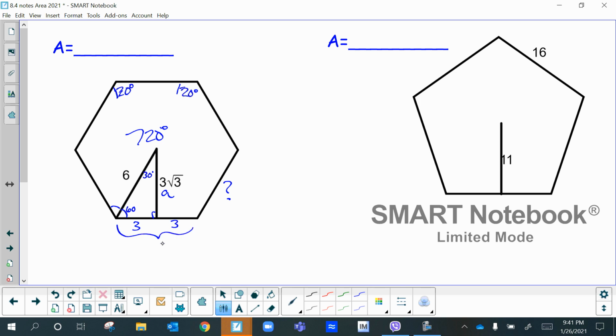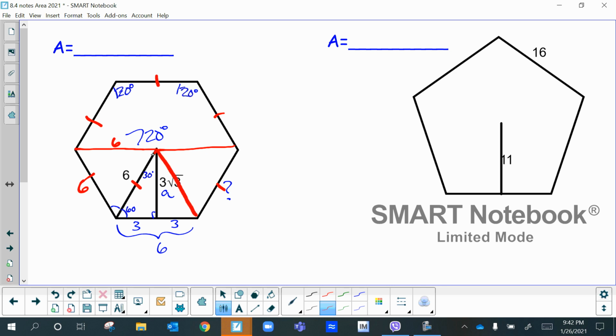What is the whole length? 6. Okay, let's check this out. Look, every side length here on the hexagon is always going to be the same as every radius. So see this radius right here? That is 6, because this is 6, and we just figured it out by using the measures. Okay, every radius is going to be 6.